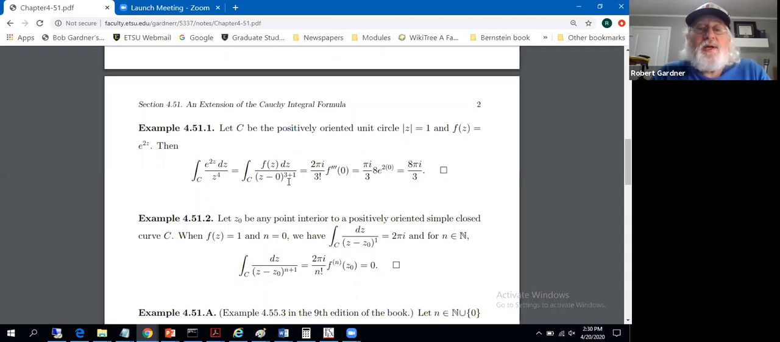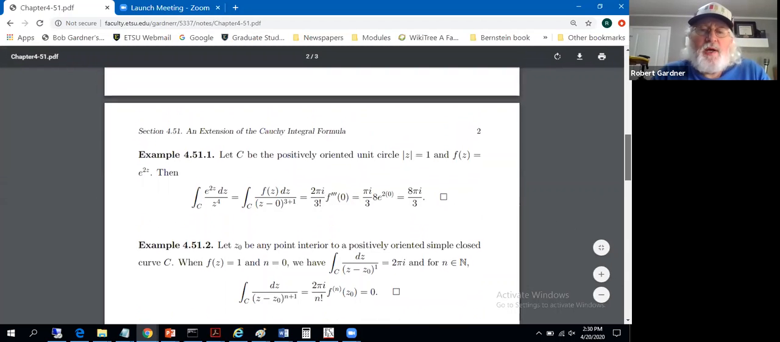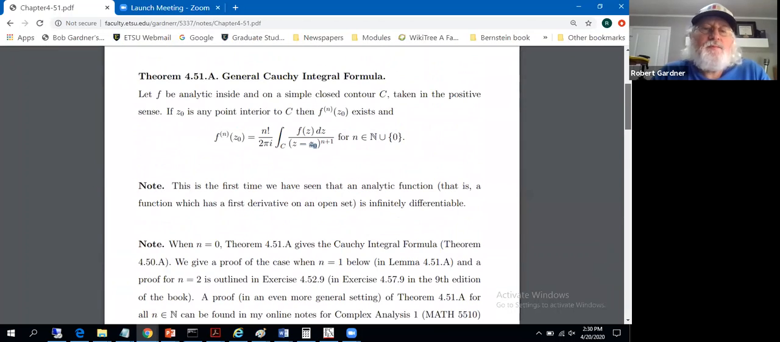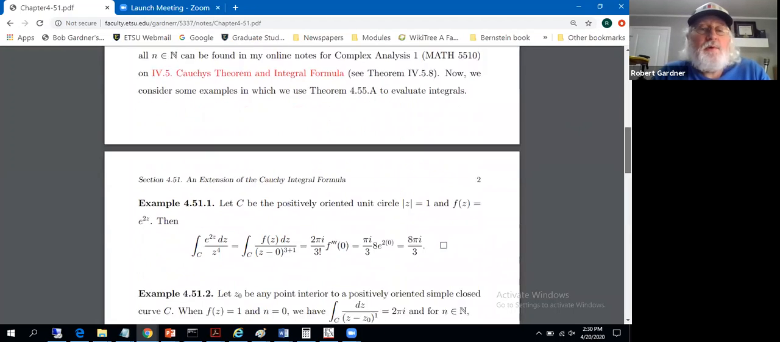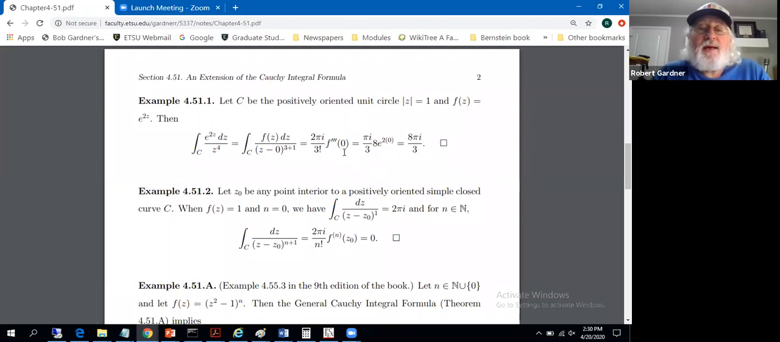We know how to evaluate this. We had n equals 3. It would be 2 pi i over n factorial, 2 pi i over 3 factorial, times the third derivative of that function evaluated at z sub 0. Cross multiply, we'll get a 2 pi i in the numerator, an n factorial in the denominator, and the nth derivative at z sub 0. We had z sub 0 is 0 in this example, so we get exactly this.